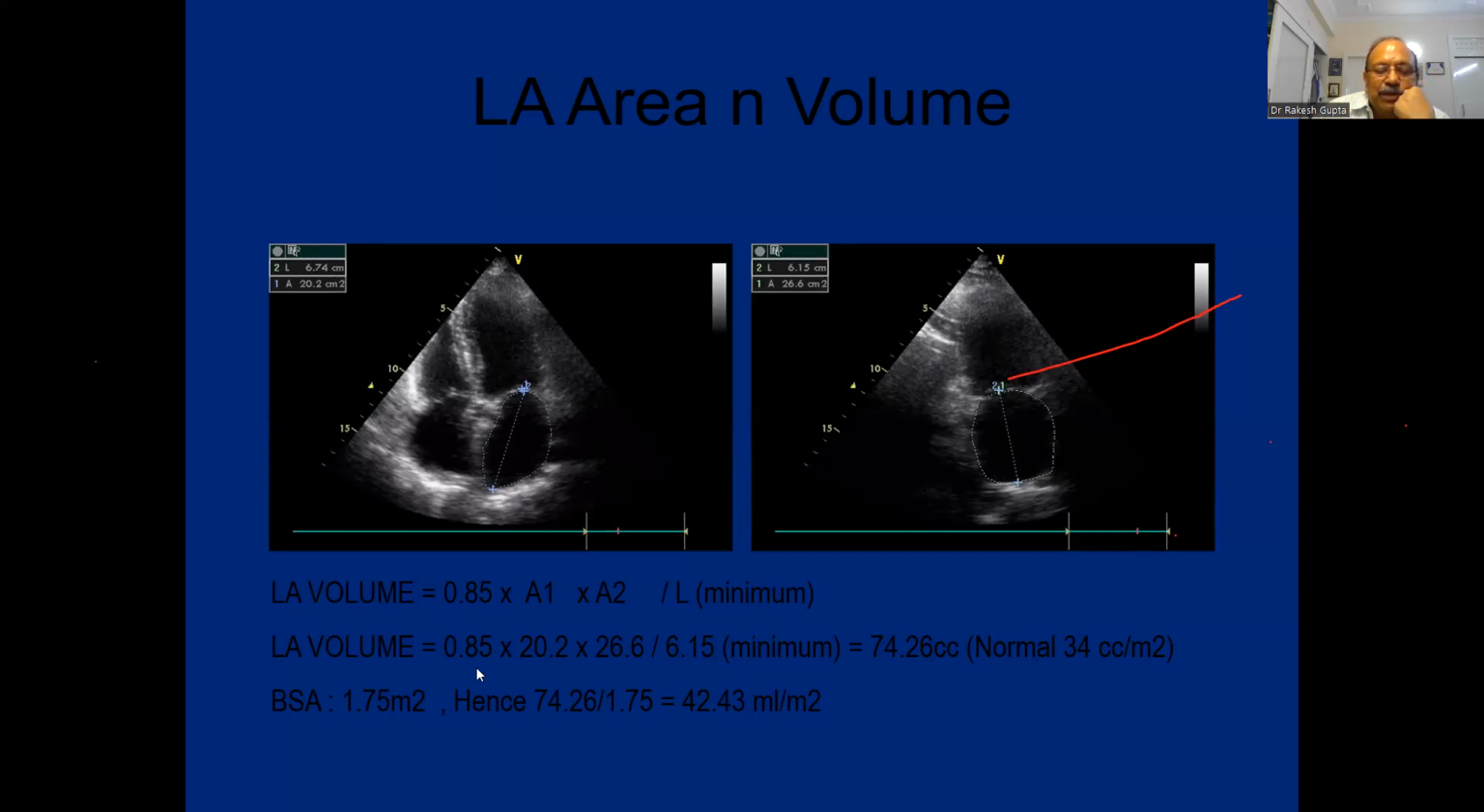So LA volume is 0.85 into area 1, that is 20.2, into area 2, 26.6, divided by 6.15, that gives you absolute LA volume. Divide this LA volume by body surface area, you will get indexed LA volume. Anything more than 34 is considered abnormal. So we have to take the shortest length of the LA. Volume is the same, but we have to take the shortest length.